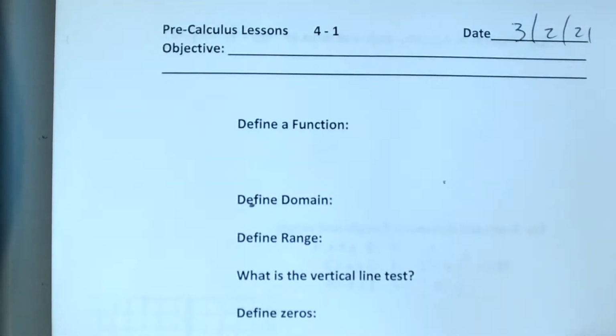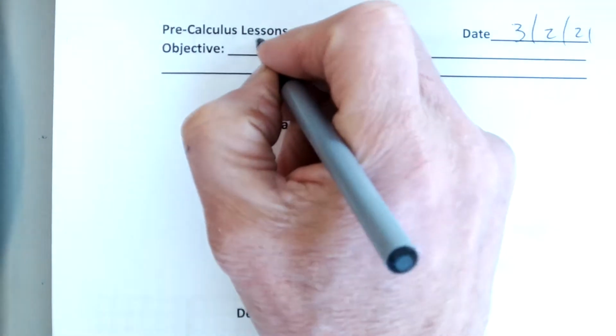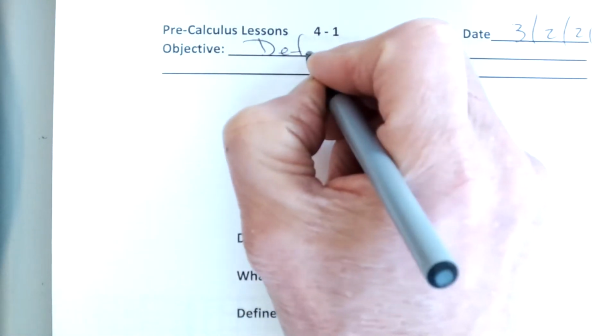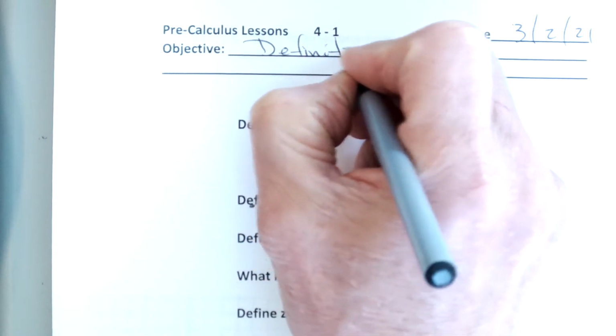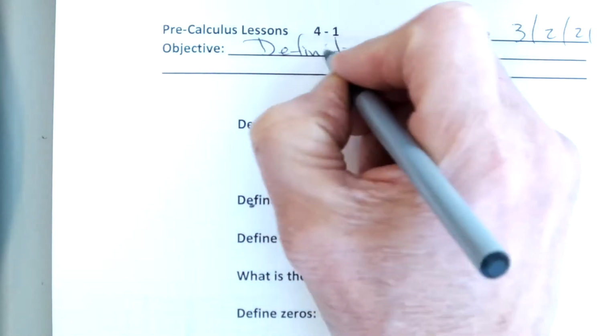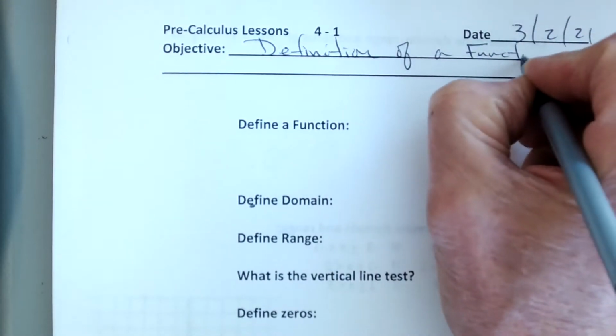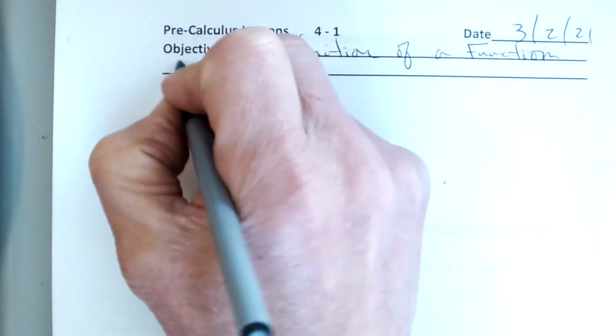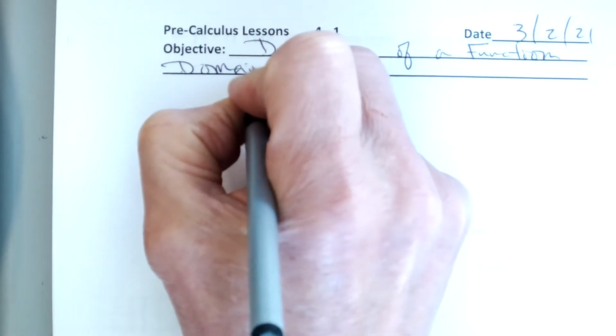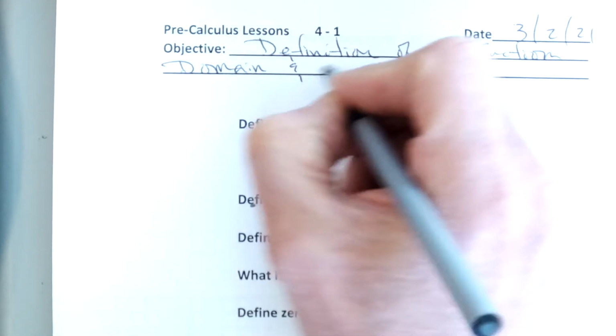So our objective today is really to talk about functions. We're going to talk about the definition of a function, and we want to talk about domain and range.